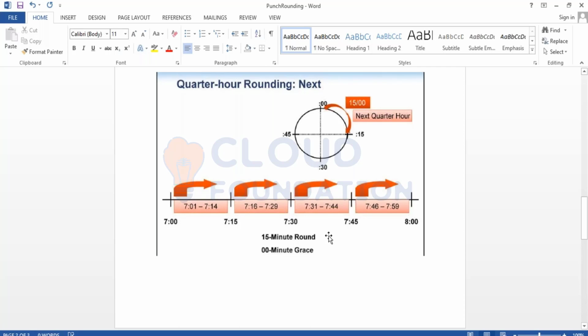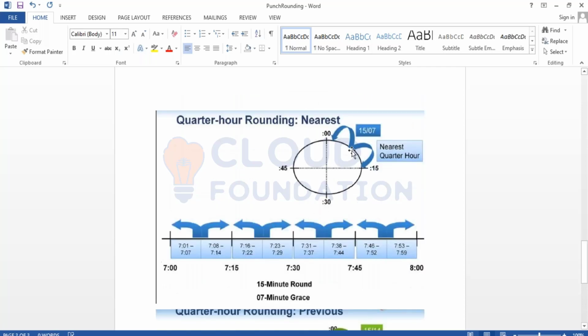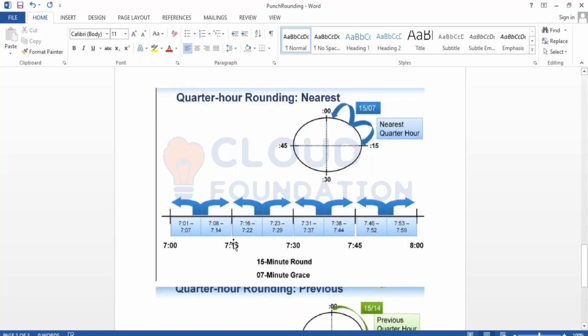So this is next. So in nearest, what happens is the grace is half of a round. So it's 7. So we have 6 here and 6 here. So in this case also, if you punch on the round value like 7, 7:15, 7:30, 7:45, it is going to stay there.